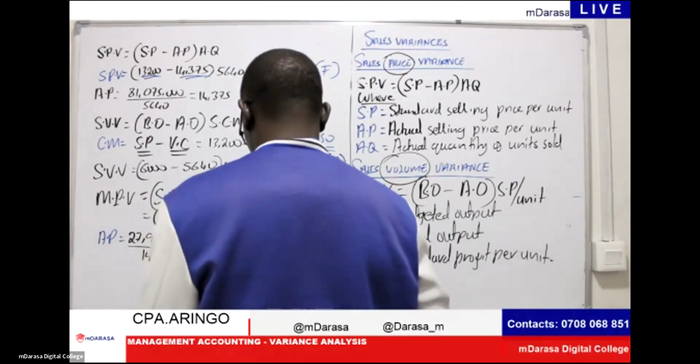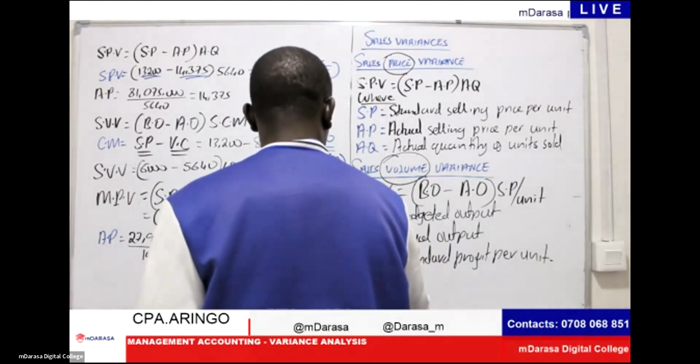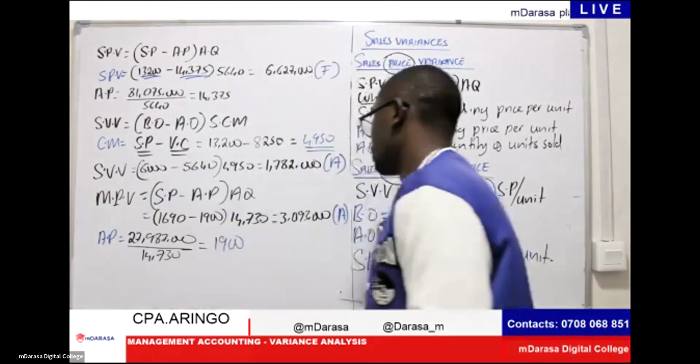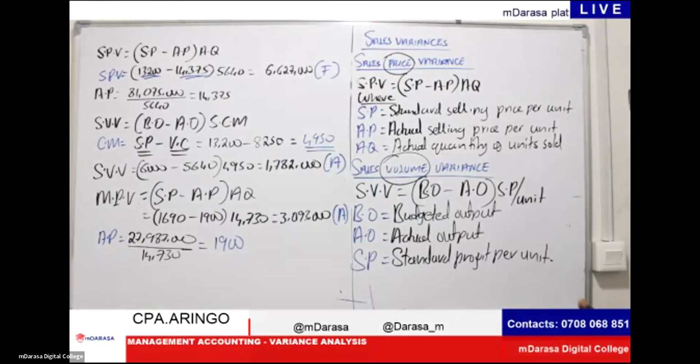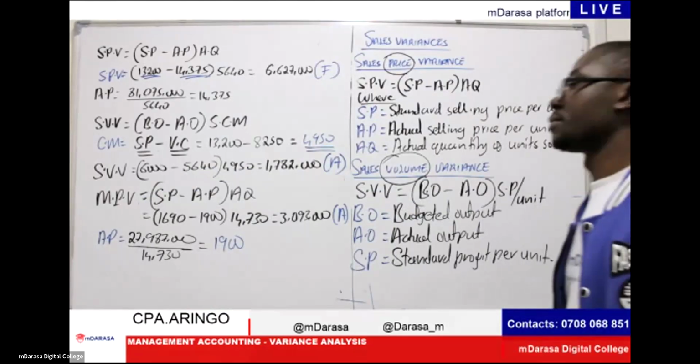This is what? Adverse. Confirm with what you're getting. Mwalimu is getting 3,093,000 adverse.